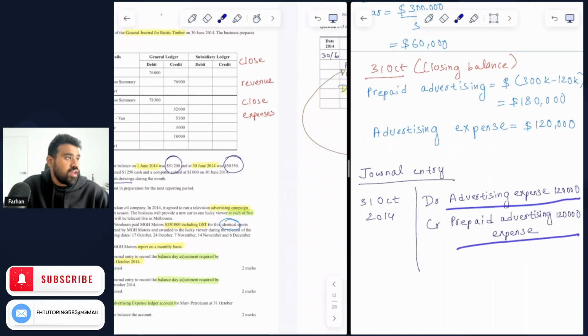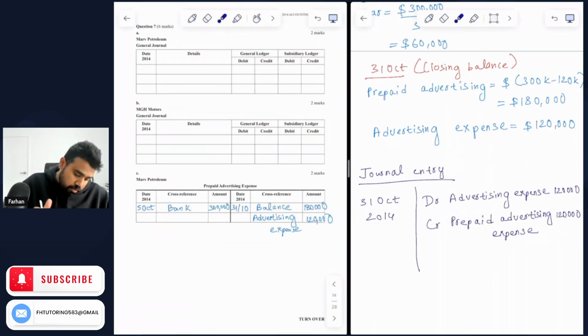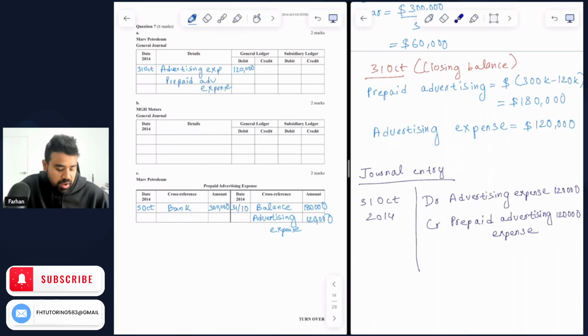So let's fill this in the outline for general journal that we are given for part A. So for the 31st of October, we are debiting advertising expense in the general ledger of $120,000, and we are crediting prepaid advertising expense, which reflects a decrease in asset and a decrease in the economic benefit that comes with the prepaid asset, and that's $120,000 on the credit side.